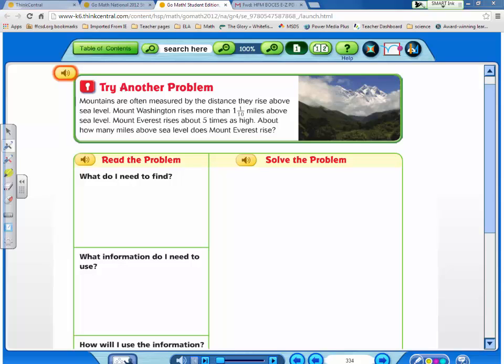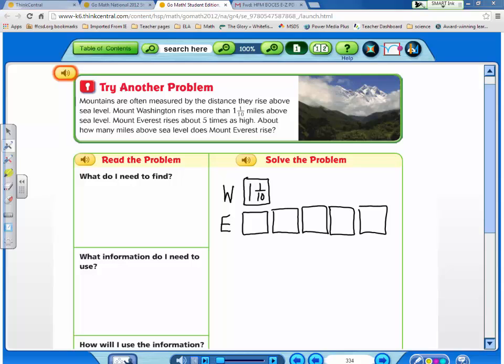So this problem we're going to do, we call it in class a box problem. So we know that Mount Washington, we'll put a W for Washington, is 1 1/10 miles high, about. Then Mount Everest, we know, is 5 times as many. So we're going to draw 5 boxes because it is 5 times as many. And we know that each of the boxes is 1 1/10.